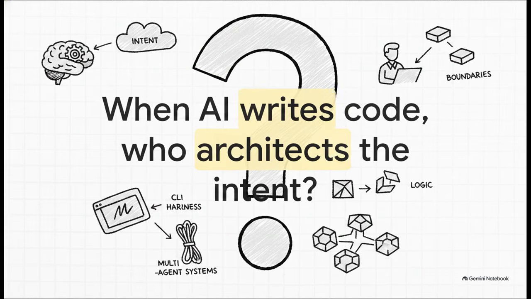As we wrap up this explainer, I really want you to step into this new world of autonomous execution with one thought firmly in your mind. The tools, the CLI harnesses, the multi-agent systems, they are incredibly powerful, yes, but they are entirely dependent on the boundaries and the logic that you provide. So ask yourself, when the AI writes the code, who architects the intent?